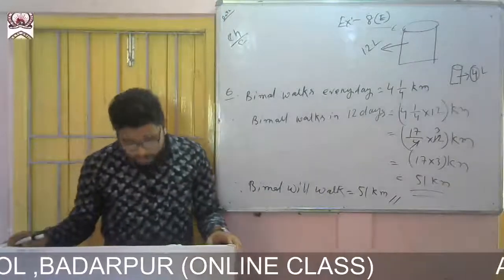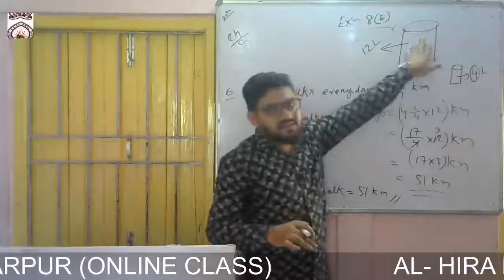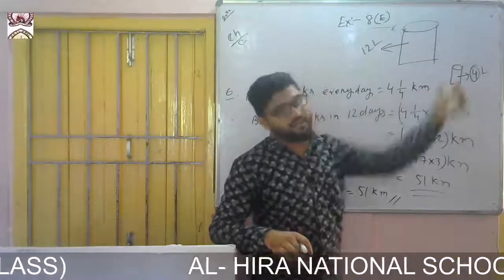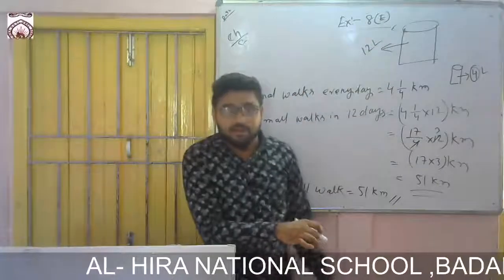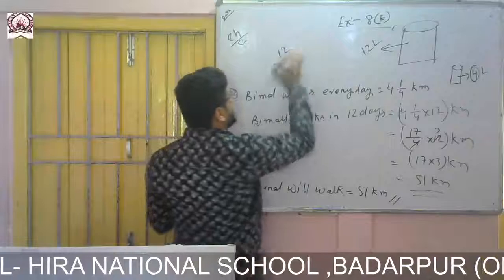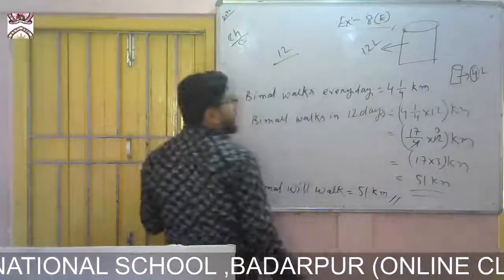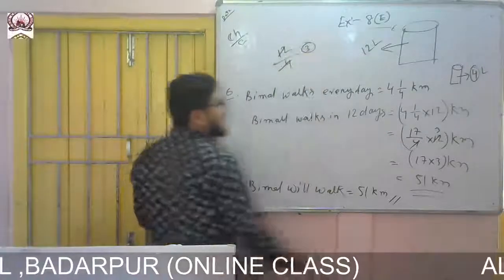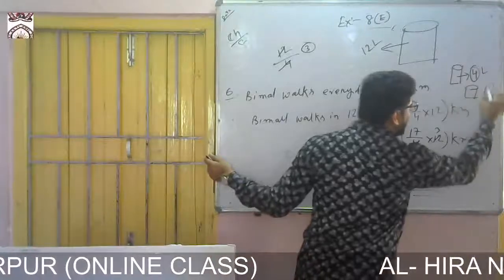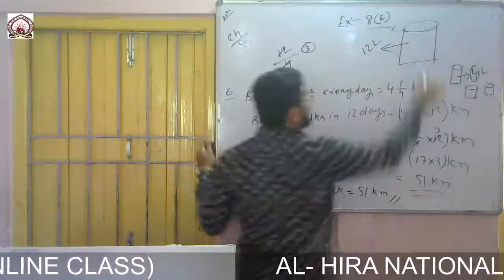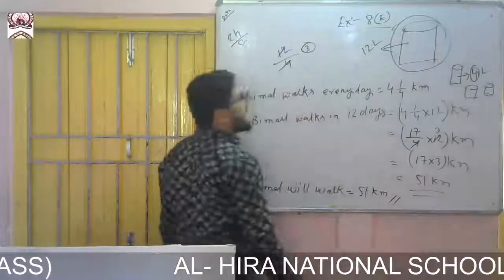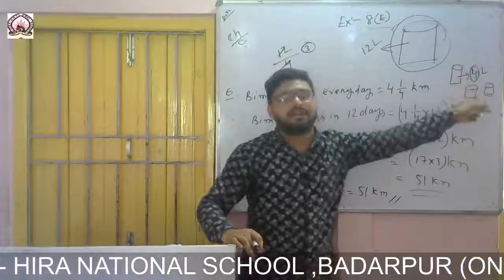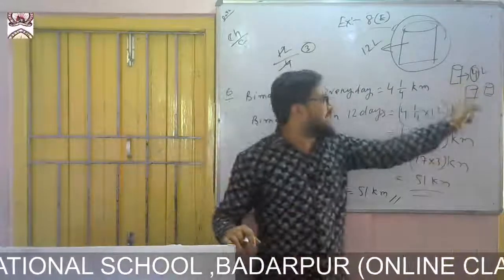Then to pour this, how many small containers will be needed? How many bottles will be needed? If you divide, the whole is 12 and the small container capacity is 4, so if I divide, we will get 3. That means if I take 3 containers of 4 liters, I can keep this 12 liters of milk in them. 4 plus 4 is 8, plus 4 is 12.